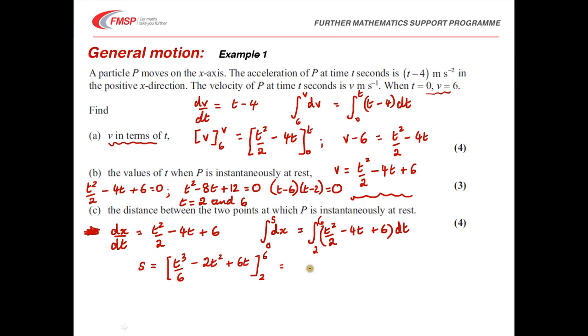Substituting the 6 in gives me 36 minus 72 plus another 36, and then minus, putting 2 in there is going to give me 8 over 6 plus 8, and then minus 12 in there. That gives us an x value of 16 over 3. The question asked us for the distance between the 2 points. Really, we should be giving that as a positive value. So the distance between those 2 points is 16 over 3 metres.